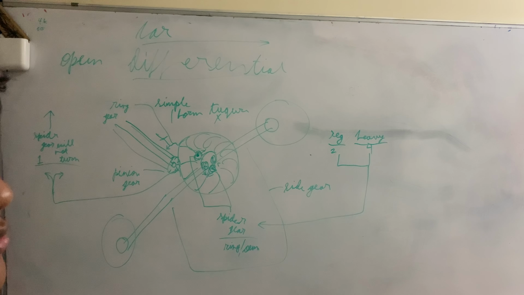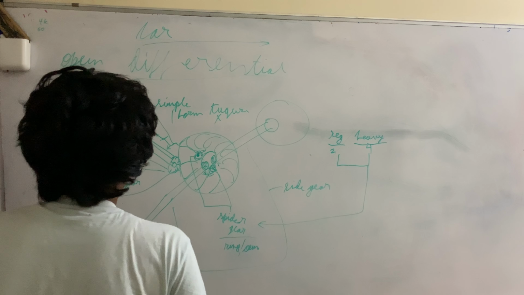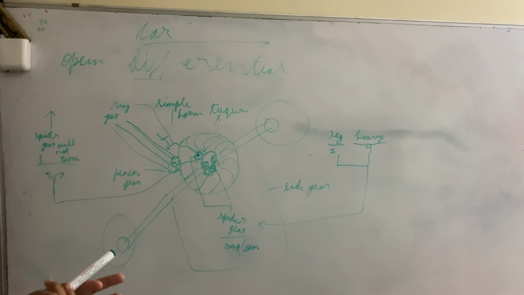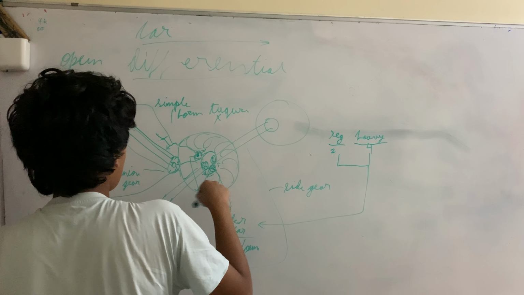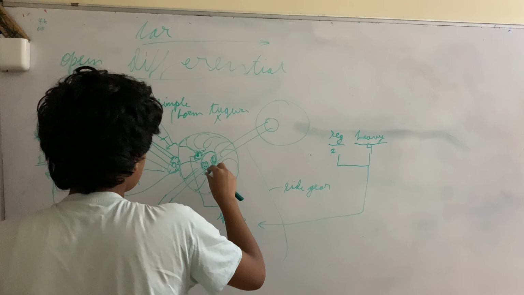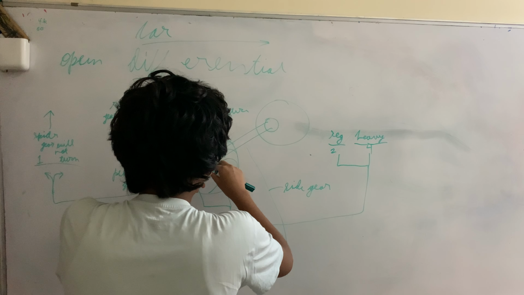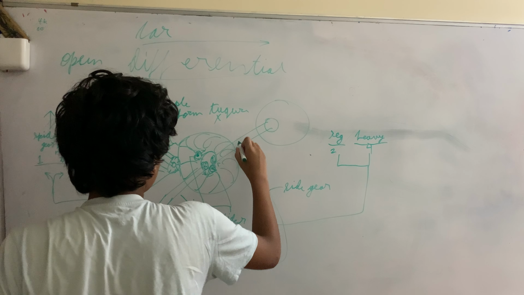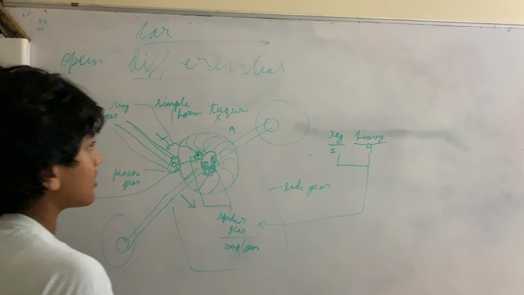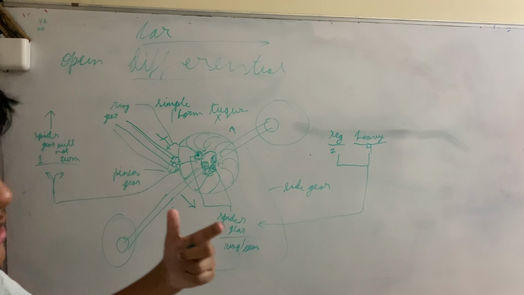But let's say it turns left or something like that. The first two things still happen: the pinion gear moves and the ring gear also moves. But this time the spider gear spins as well. Let's say it moves this way, clockwise. When it does, the side gear pushes this one in a forward direction and this one backward, because in order to turn, one of them has to get more power, more speed.